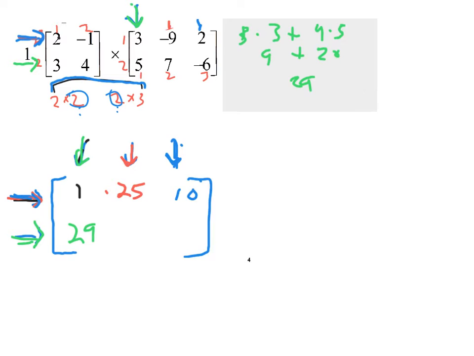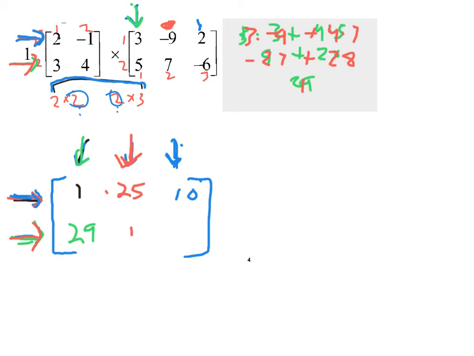All right. Next will be your second row, second column. So second row, second column. 3 times negative 9 plus 4 times 7. So this is negative 27 plus 4 times 7 is 28. It's a nice little one.